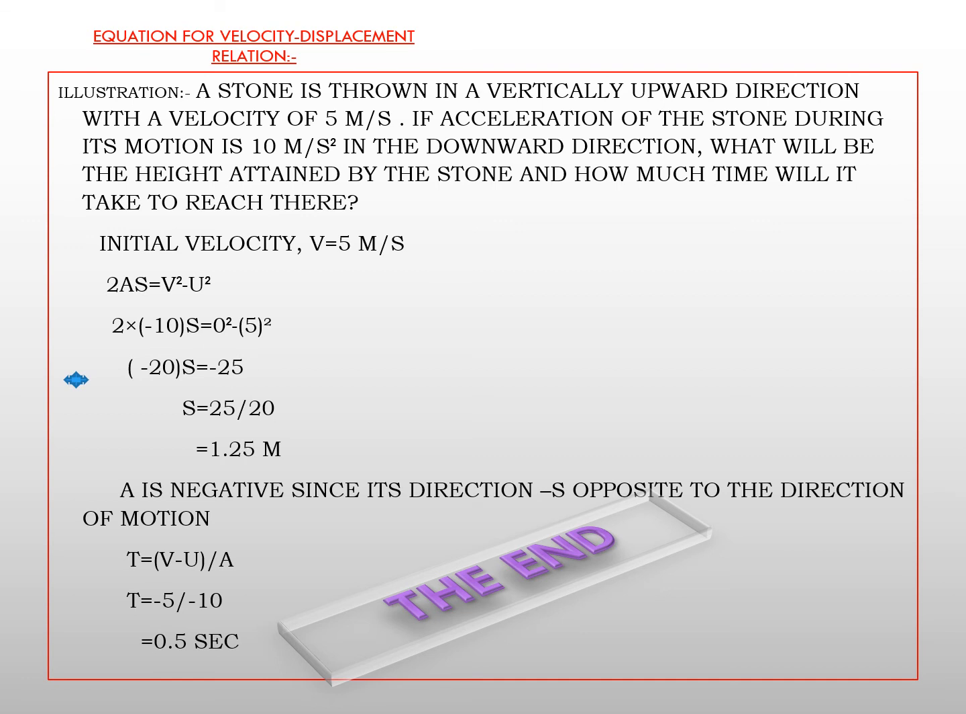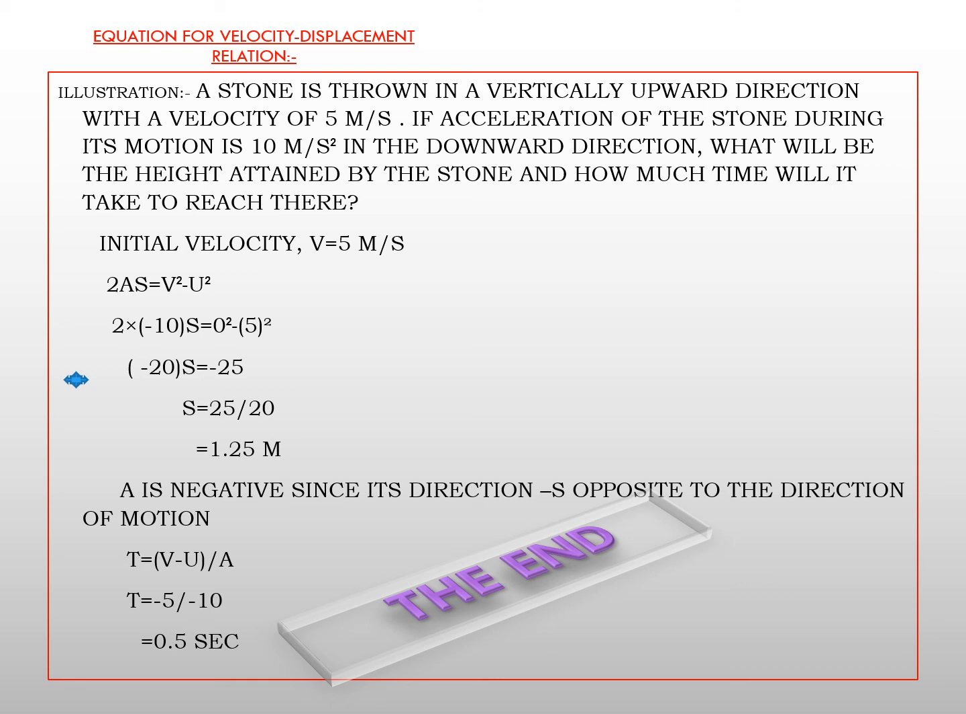Now the equation for velocity-displacement relation. In this, the question contains velocity and displacement, and any one of them will be given. Please see here. A stone is thrown in a vertically upward direction with a velocity of 5 meter per second. If acceleration of the stone during its motion is 10 meter per second square in the downward direction, what will be the height attained by the stone, and how much time will it take to reach?